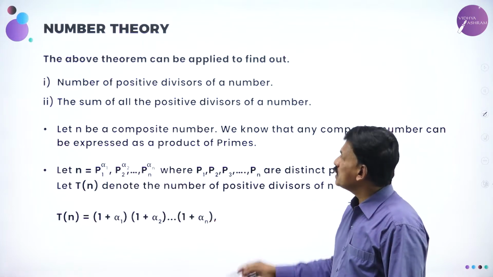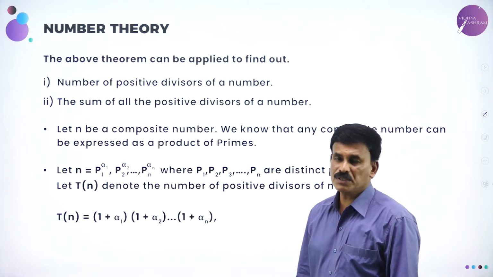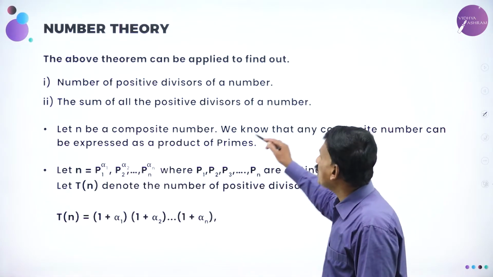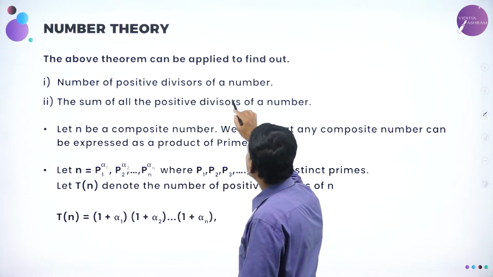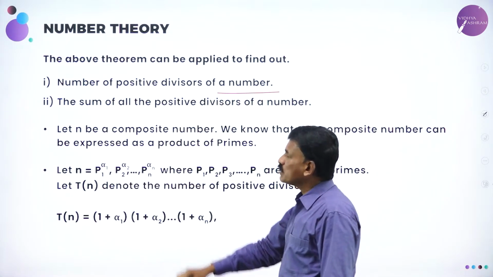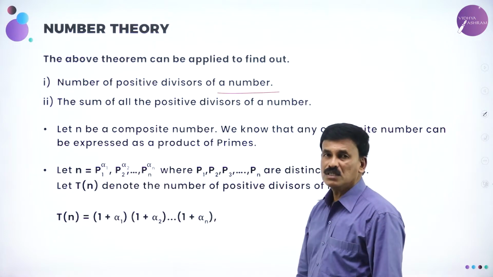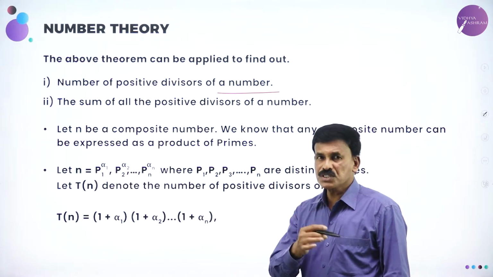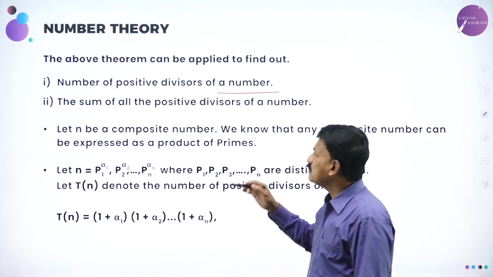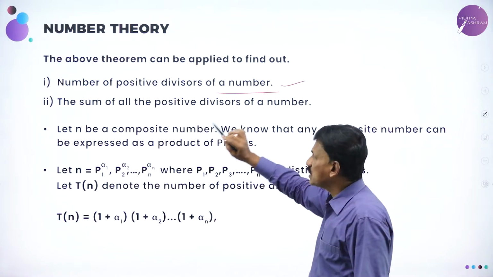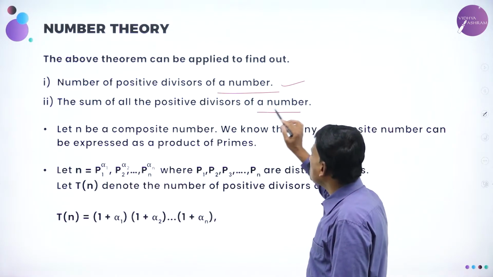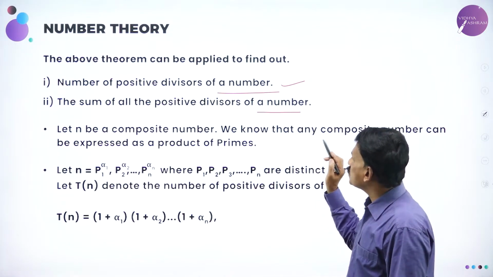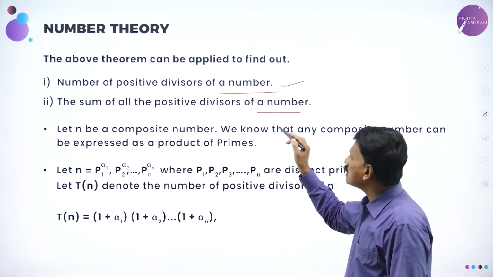Now with the help of this fundamental theorem of arithmetic, that is, the canonical representation of a composite number, we can find the number of positive divisors of a number. The number of positive divisors of a composite number can be determined with the help of this prime factorization theorem, and the sum of all positive divisors can also be determined with the help of this concept.